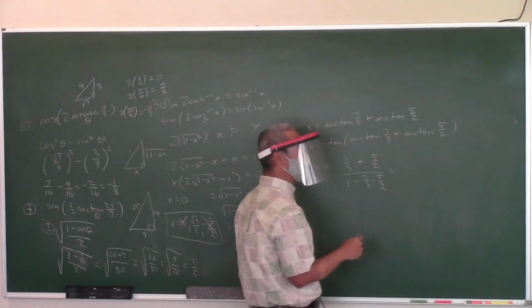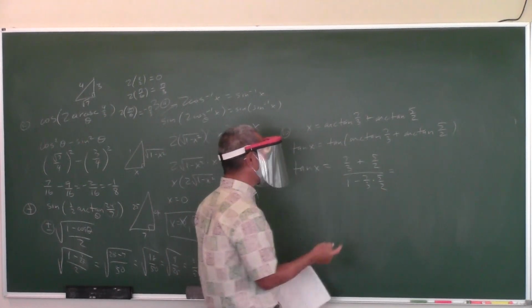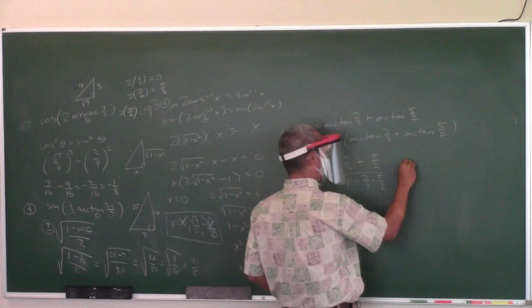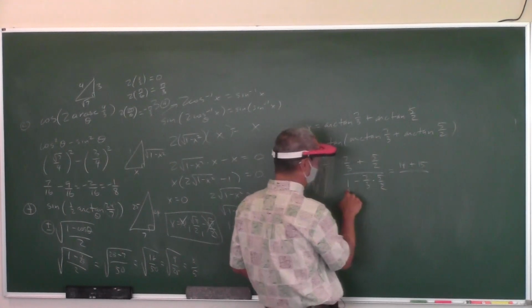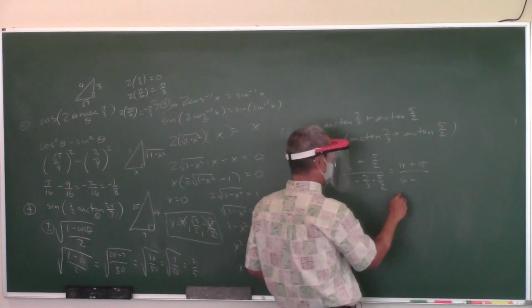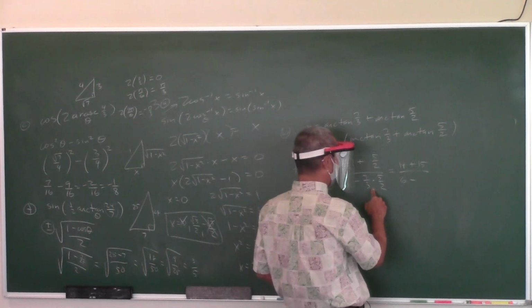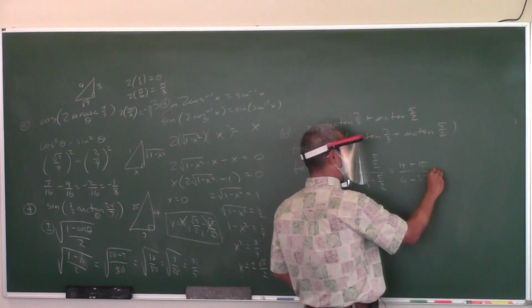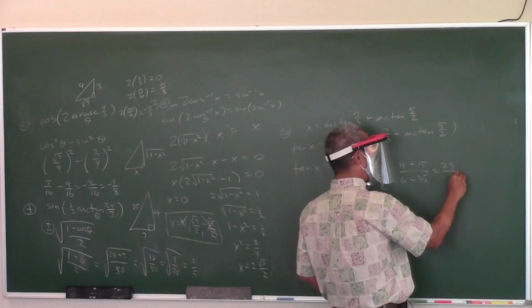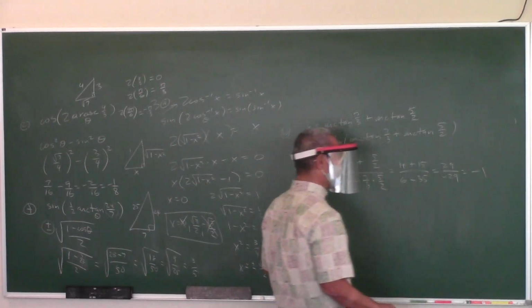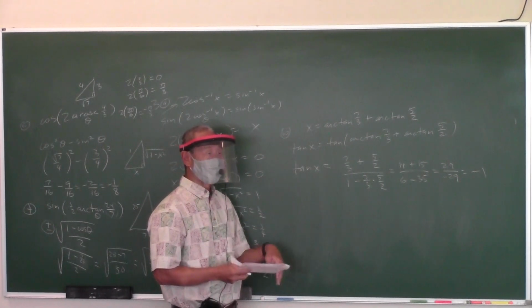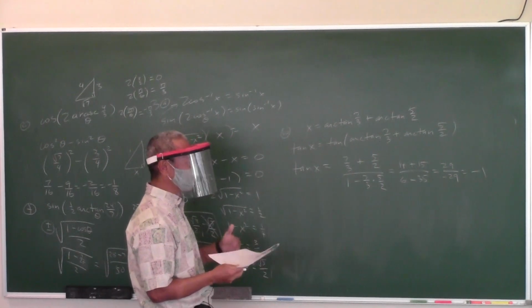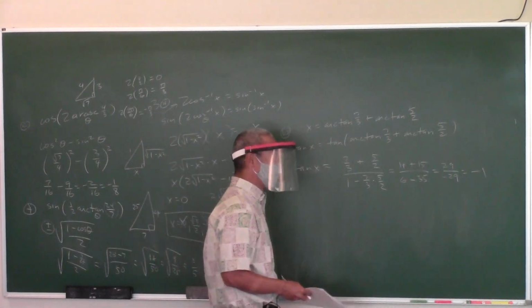Multiply top and bottom by 6, that's the least common denominator. So multiply this by 6, you get 14. Multiply this by 6, you get 15. Multiply that by 6, you get 6. Multiply this by 6, you get 35. So you get 29 over negative 29, which is negative 1. Because if you don't get negative 1 or negative root 3 or root 3 over 3 or 0, cannot do the problem.